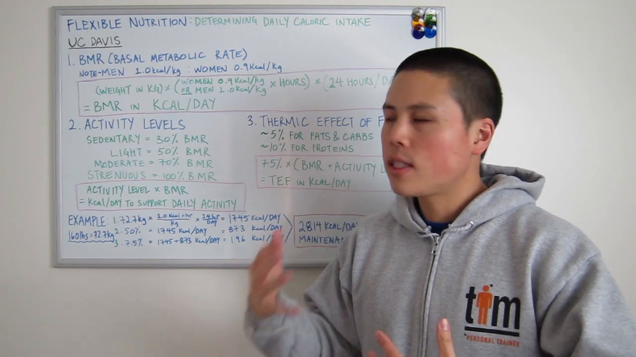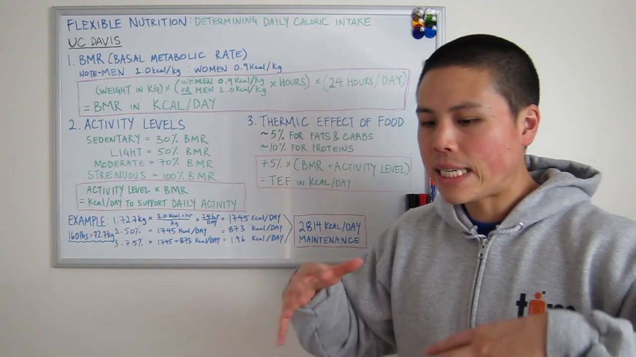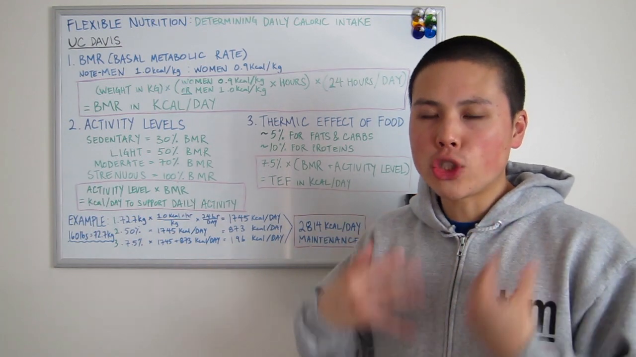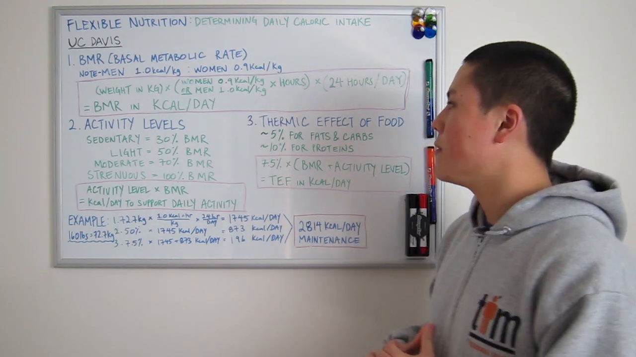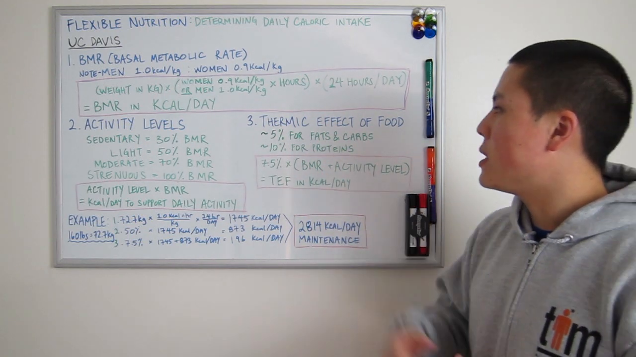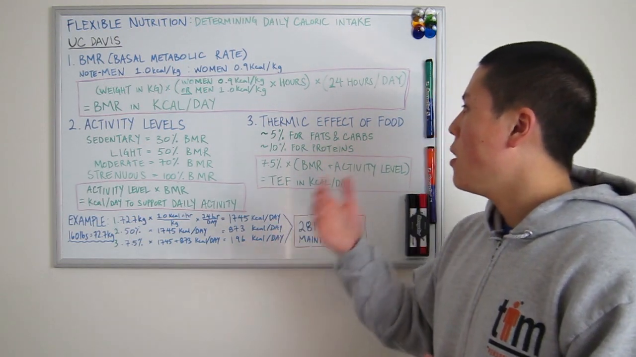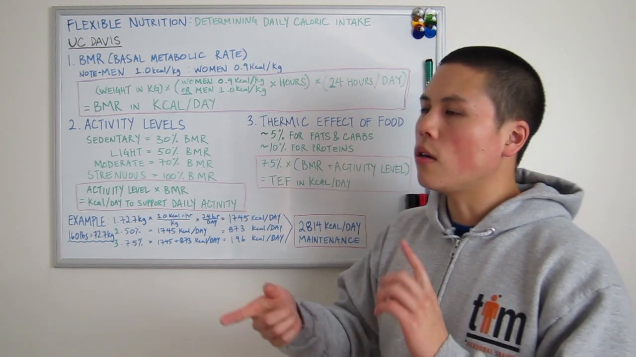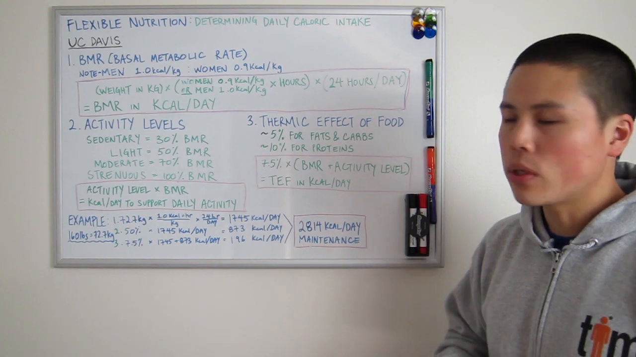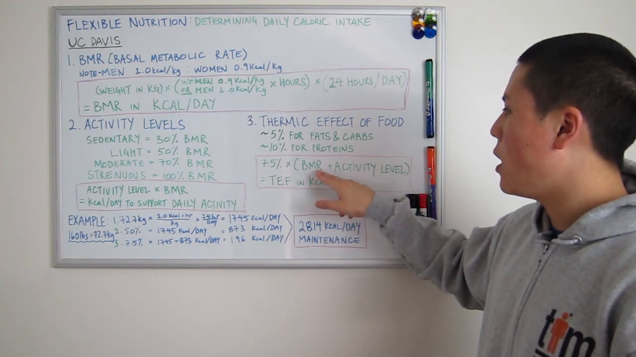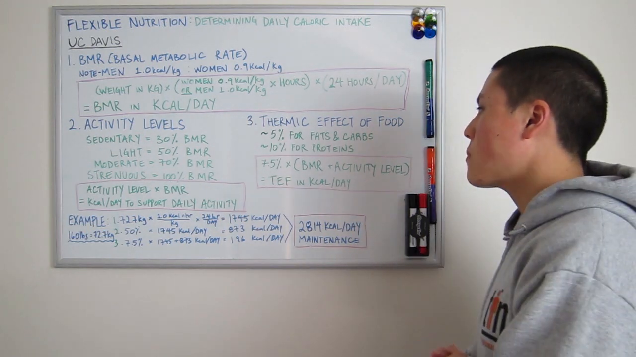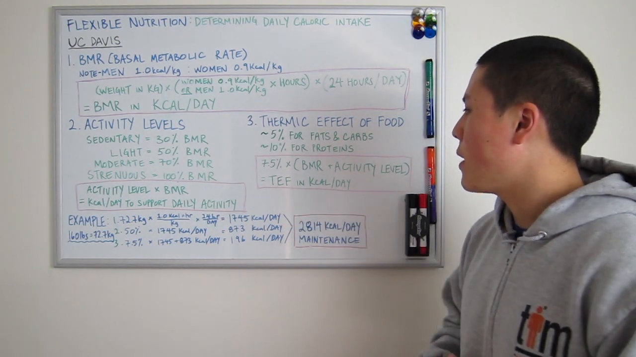TEF is how many calories it takes to actually consume food, distribute it into your body and absorb it, and all that type of stuff. It's about 5% for fats and carbs and about 10% for proteins. So let's say you're eating about equal amounts of fats, carbs and proteins, then you'll just take the midpoint of that, and that'll be 7.5%. You'll multiply that by your BMR and activity level sum, and that'll give you your thermic effect of food in calories per day.